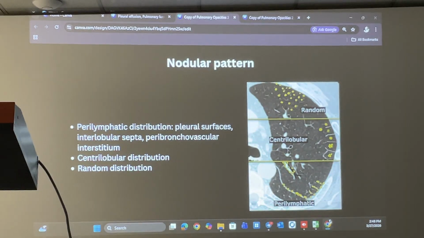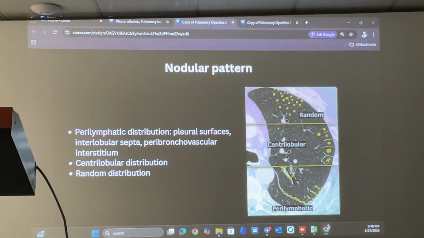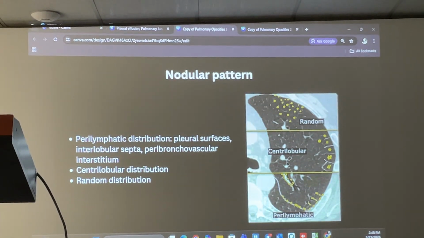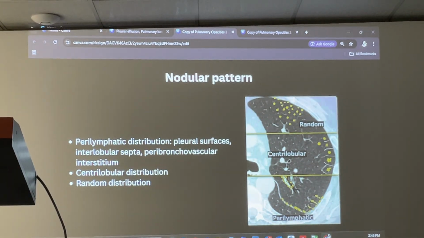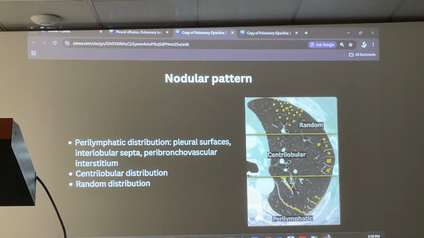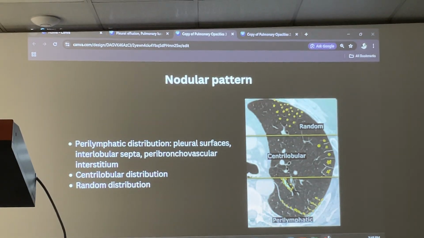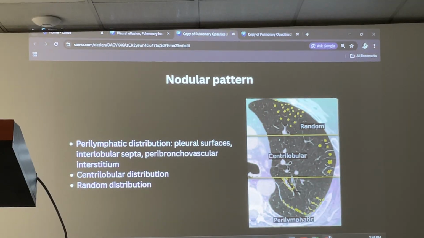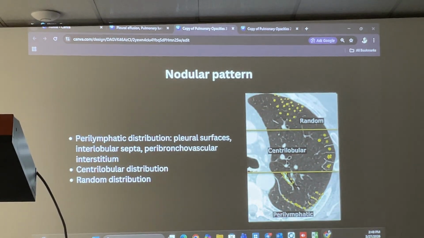So let's understand how to differentiate the centrilobular, perilymphatic, or random distribution. The distribution of nodules shown on computed tomography is the most important factor in making the accurate diagnosis in the nodular pattern. In most cases, small nodules can be placed into one of 3 categories: perilymphatic, centrilobular, or random distribution. And random refers to no preference for a specific location in the secondary lobule.